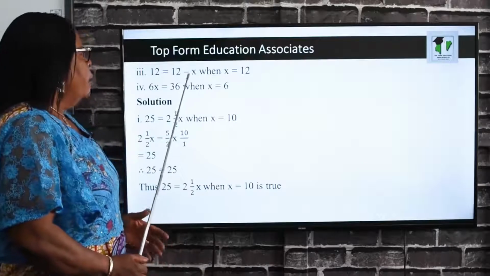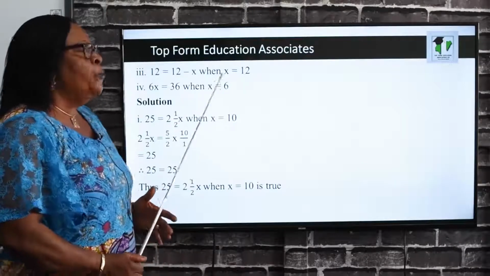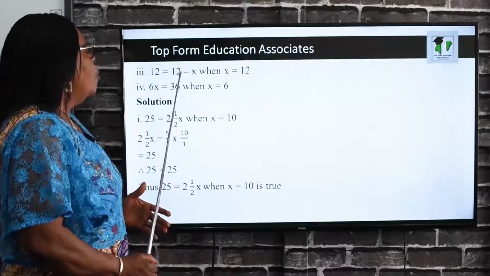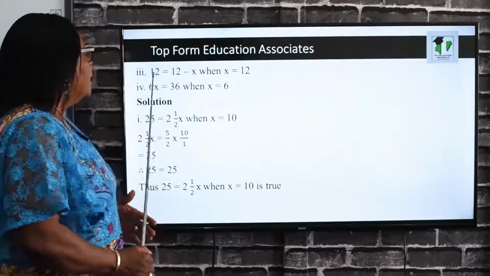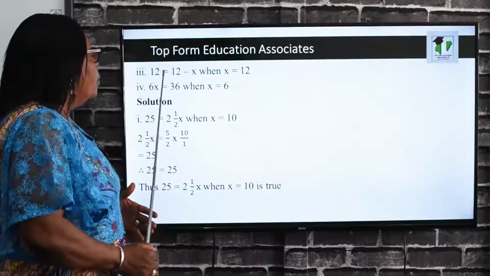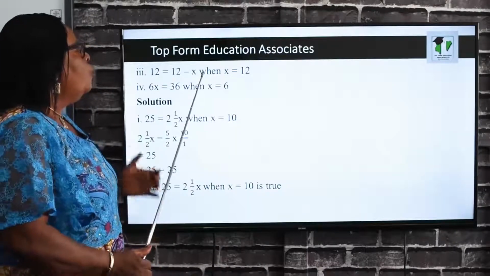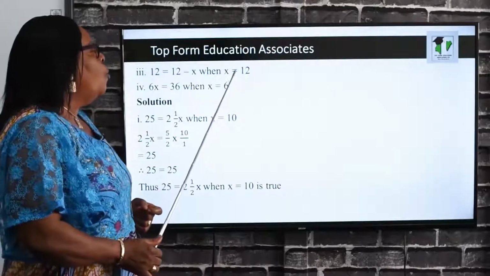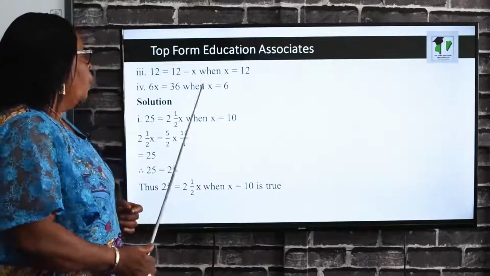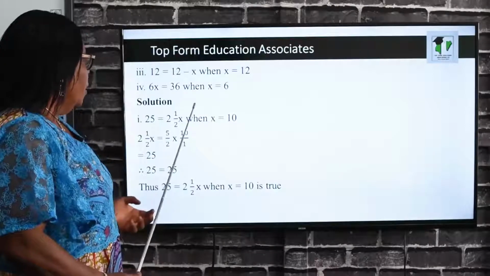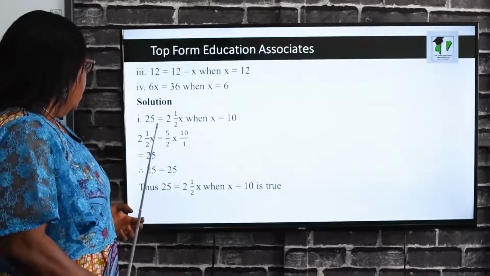So here we are trying to find out if this algebraic sentence, which is an equation because it's a sentence of equality, is true or false. It is to be based on the value of the unknown. The unknown has been given in each of the questions. So let's look at the solution.